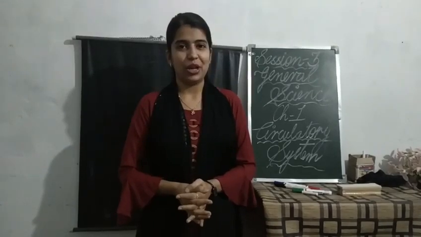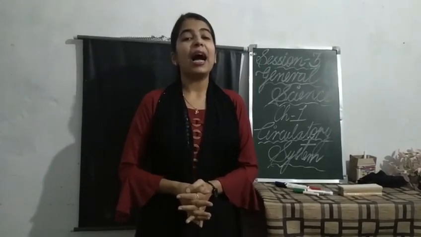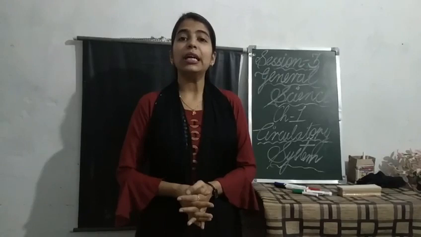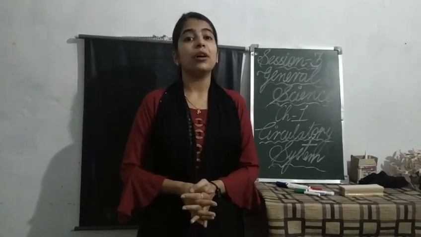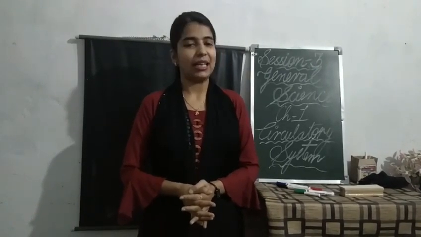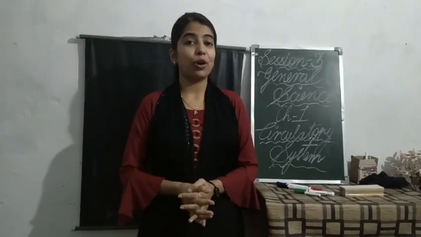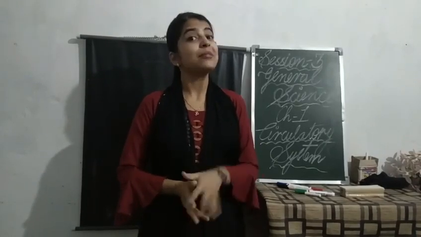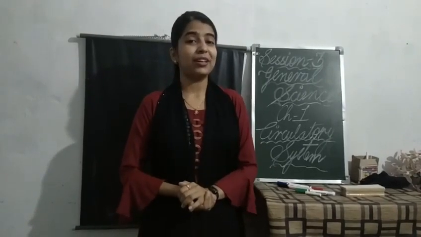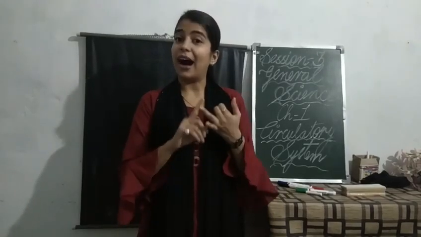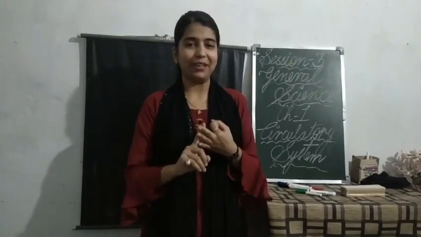So today, first of all, I'll give you a revision of what we have already learned in our last session. In your last session, I had explained to you about the different parts of circulatory system. That is, circulatory system has altogether how many parts? 3 parts. That were the blood, the heart and the blood vessels.